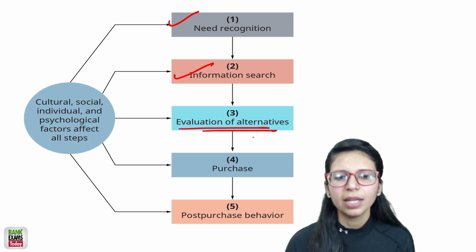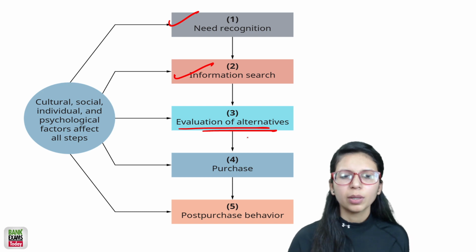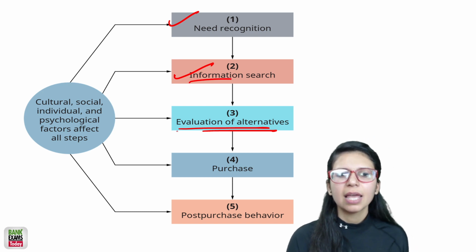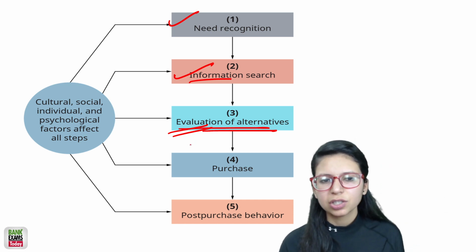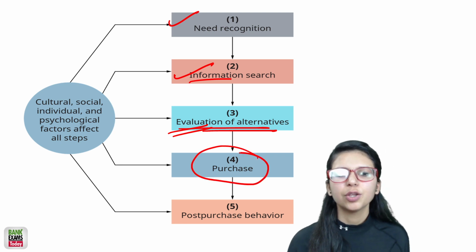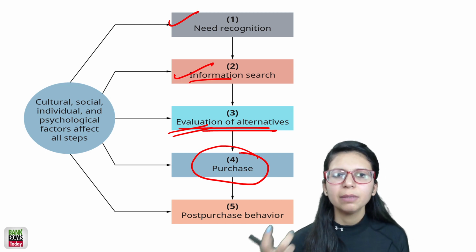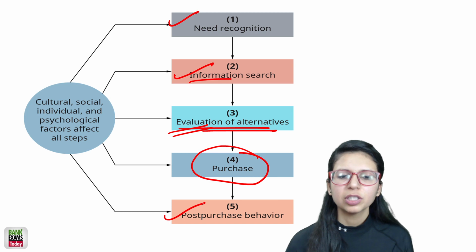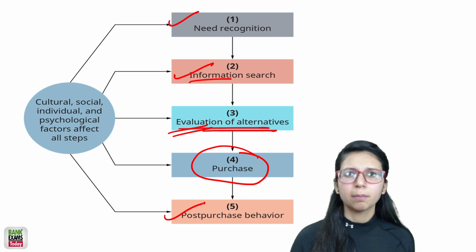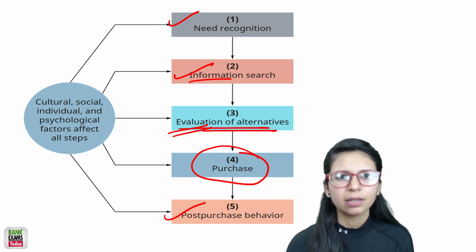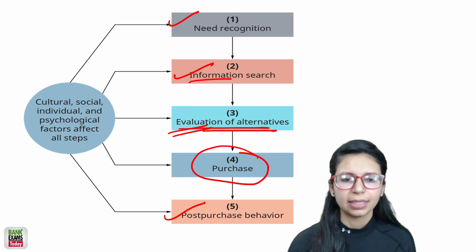Okay, chosen. After you have seen all the products that you are going to buy, you have searched about the product, then you have seen the alternatives also, the pros and cons of each product. And then after this, you will make the final purchase. You will actually buy the product. And then post purchase behavior, like how you will use that product, and whether the product satisfied your need or not.